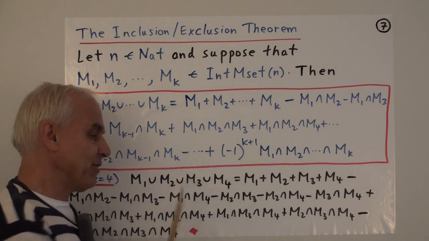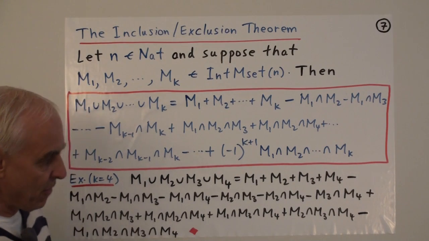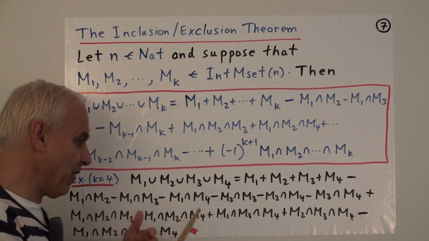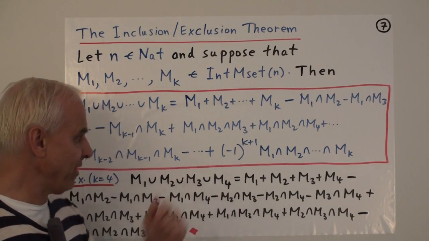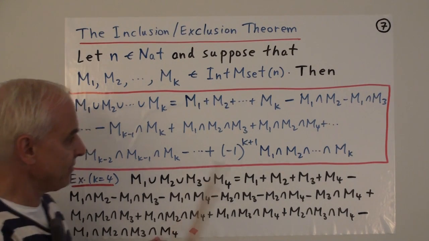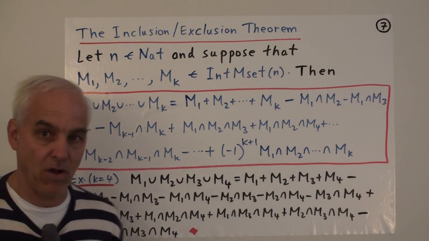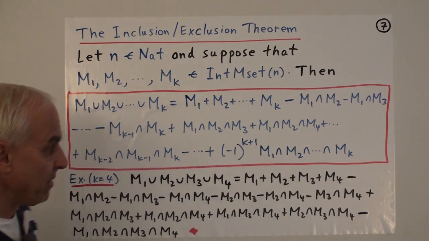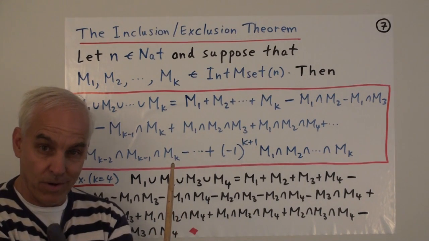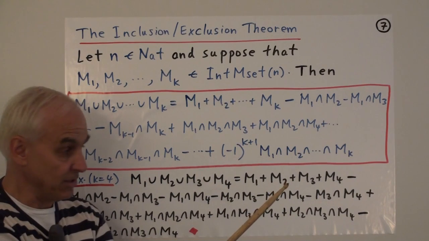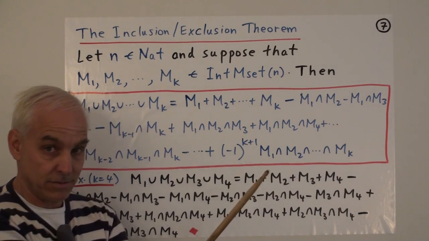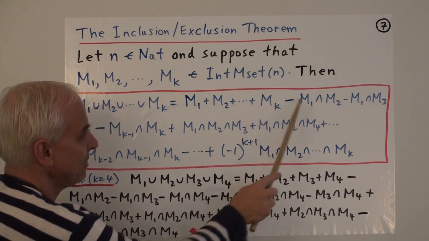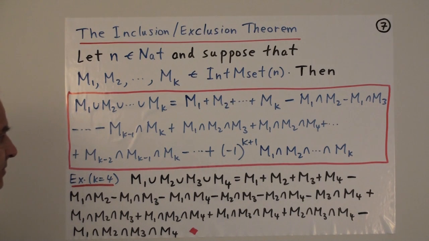So at the next step, we're going to do subtraction, and we're going to subtract all four tuples of distinct msets. And then we're going to add all five tuples of msets, and so on, until eventually the last stage, we're going to have the intersection of all k of them. So the final thing will be m1 intersect m2 all the way up to intersect mk, and that will either have a minus 1 or a plus 1 in front of it, depending on whether k is even or odd, because it alternates, even, odd, and so on.